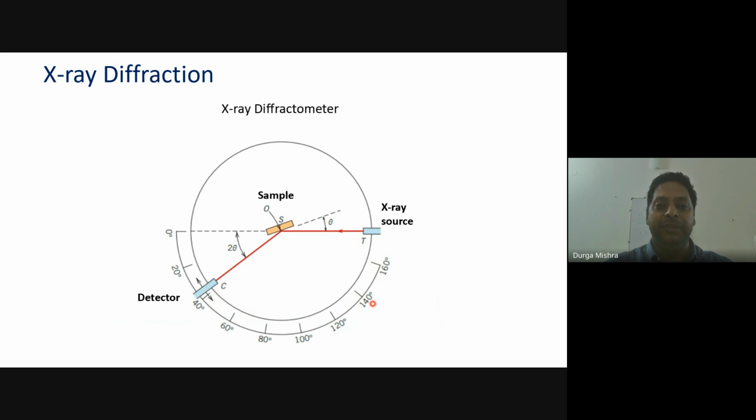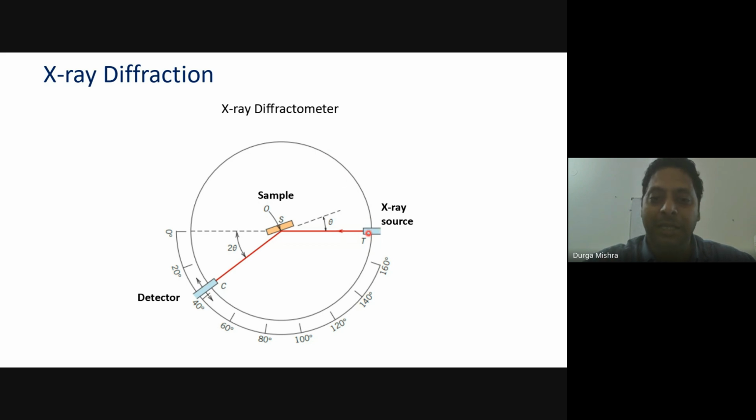I'll just briefly mention this without going into much detail. You have something known as an X-ray diffractometer. This is an instrument which will be used to measure the X-ray diffraction pattern. You want to generate an X-ray diffraction pattern which you can analyze, so that you can get some idea about what the crystal structure is, what the lattice parameter is, and so on.